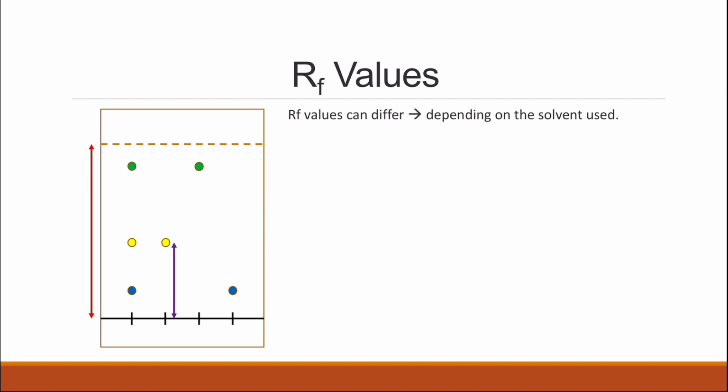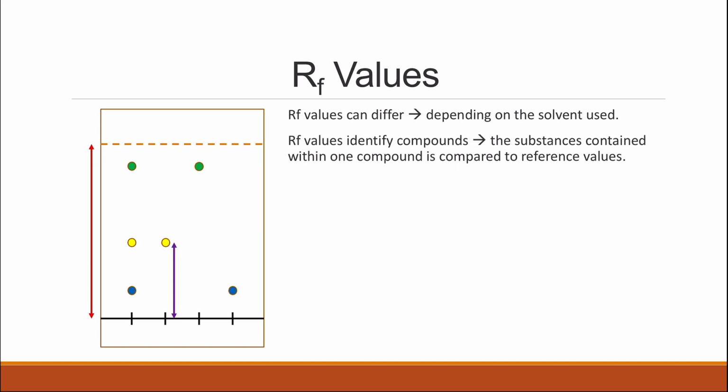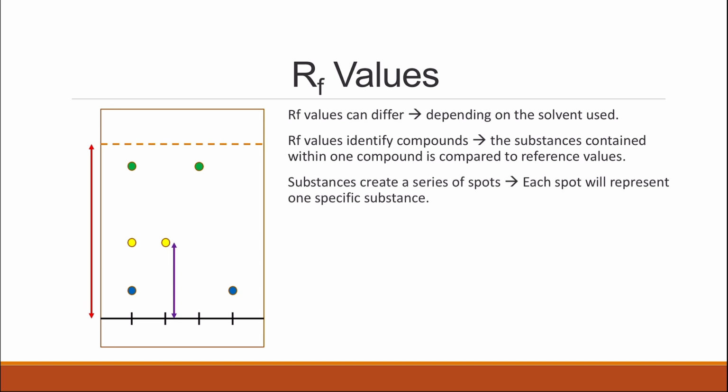The RF values can differ depending on the solvent we use because different substances will have different solubilities in different solvents. The RF value can be used to identify compounds as well because each component in a mixture has a different RF value and can be compared to a reference value. A mixture creates a series of spots, and each spot will represent one specific substance. If it's a pure substance, then you will only get one spot.